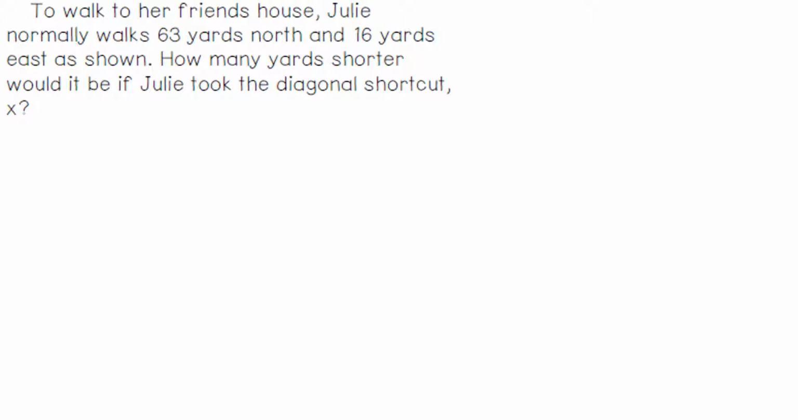To walk to her friend's house, Julie normally walks 36 yards north and 16 yards east as shown. And I'm going to show you here in just a minute what that's going to look like. How many yards shorter would it be if Julie took the diagonal shortcut X?